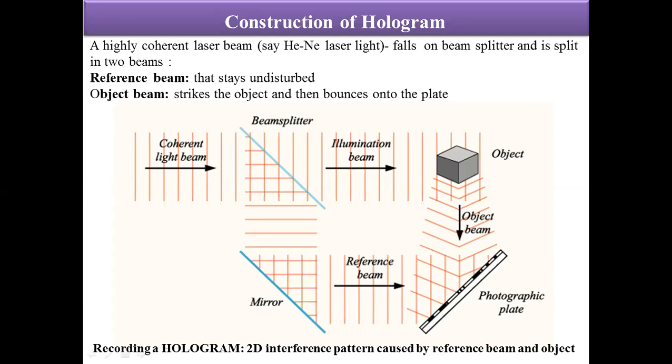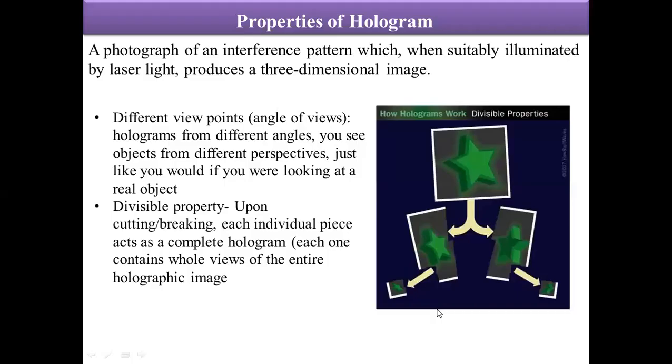Now, what are the properties of this hologram? This is a view of a hologram of the interference pattern of a reference and an object beam. The hologram is a photograph of an interference pattern which, when suitably illuminated by laser light, produces a three-dimensional image. It means when we reconstruct a hologram, then we can get a three-dimensional image. The main property of this hologram is that we have different viewpoints, I mean different angles of view, which means that if a hologram is viewed from different sides, then you can see the object from different perspectives.